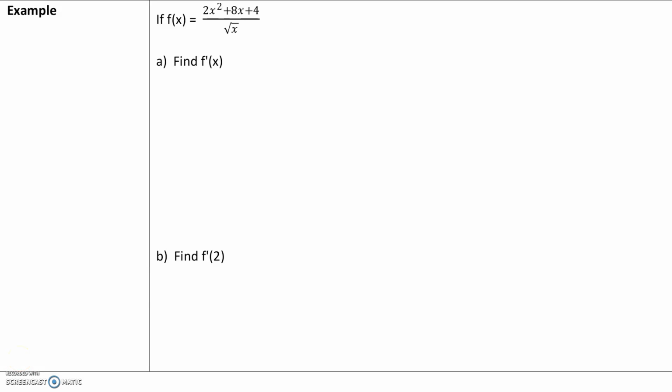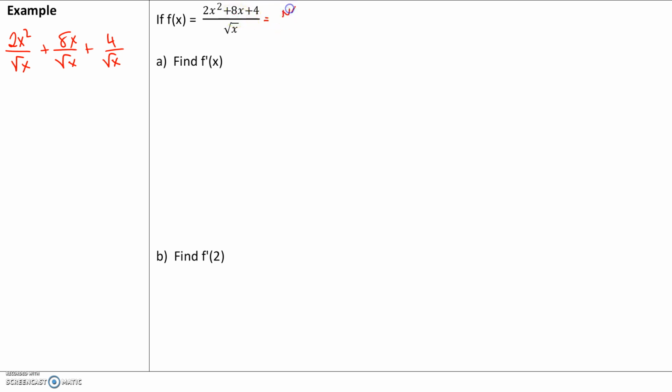Let's take a look at the next example in section 1.6. We have f of x equals 2x squared plus 8x plus 4 over radical x. Now one thing we could do is split this up as 2x squared over radical x plus 8x over radical x plus 4 over radical x, since we are dividing by a monomial. But that might make things a little more complicated because now we have to worry about subtracting exponents and things like that. So instead, let's use the quotient rule.